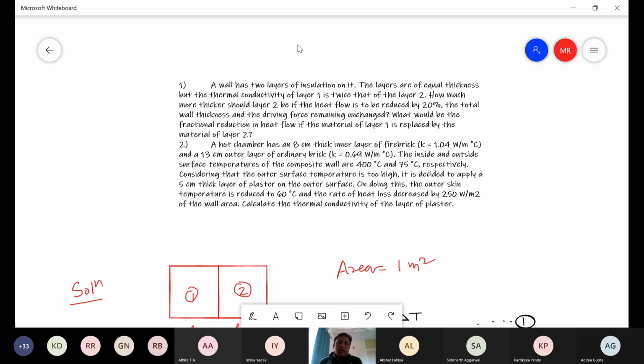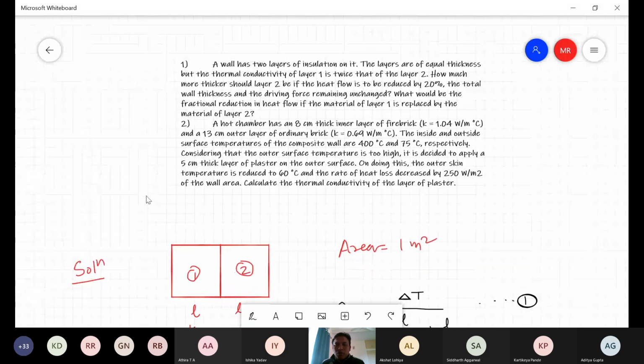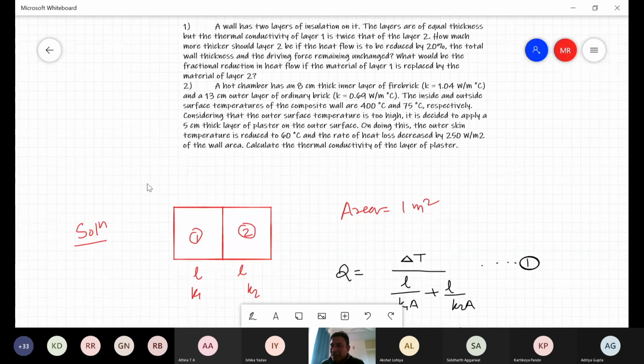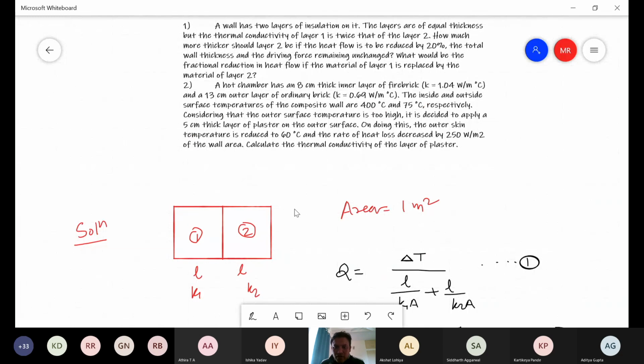So what is being asked in the problem is, there is a composite wall of layer 1 and layer 2, and both the layers are of equal thickness. Let's say the thickness of each layer is small l. As I have shown here, this is the same tutorial answer script which I have done in the last tutorial class yesterday. So the same tutorial answer script which I had made at that time.